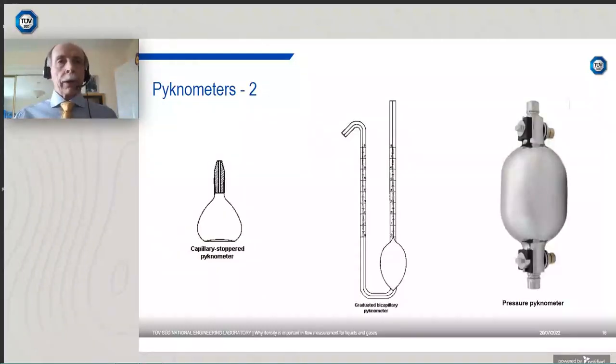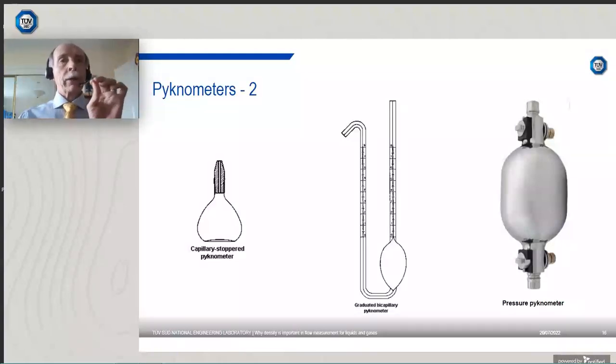What do these look like? On the left, we've got a capillary stoppered pyknometer. So basically, the idea there is that once you have calibrated the pyknometer with water, you then fill it with the fluid of the density of which you want to measure, and you insert the stopper. The small capillary there enables excess liquid to flow out, but what that also does is ensures that the pyknometer is always filled to exactly the same amount, i.e.